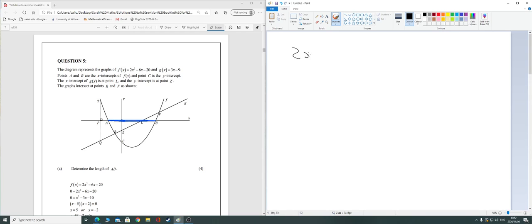Okay, so we're given the function for a parabola: minus 6x minus 20. You can factorize this, but I just prefer using the quadratic equation. I'm going to use a calculator just to keep things short. So 2, minus 6 and minus 20. That gives us x-intercepts of 5 or negative 2. So what is the distance between 5 and negative 2?